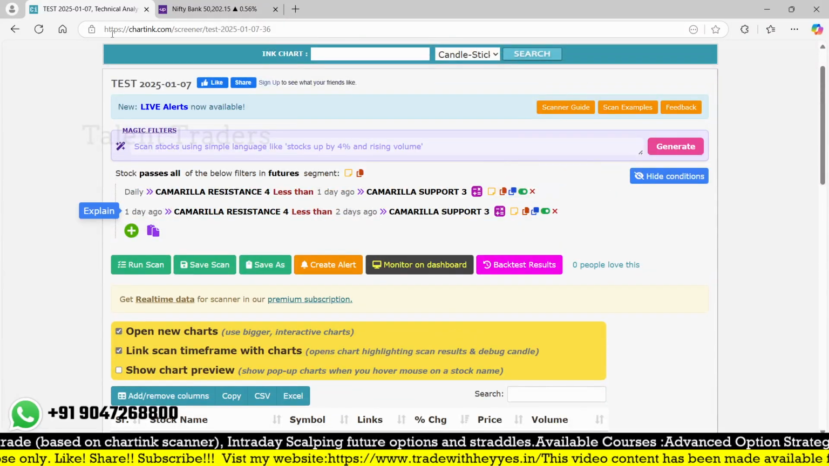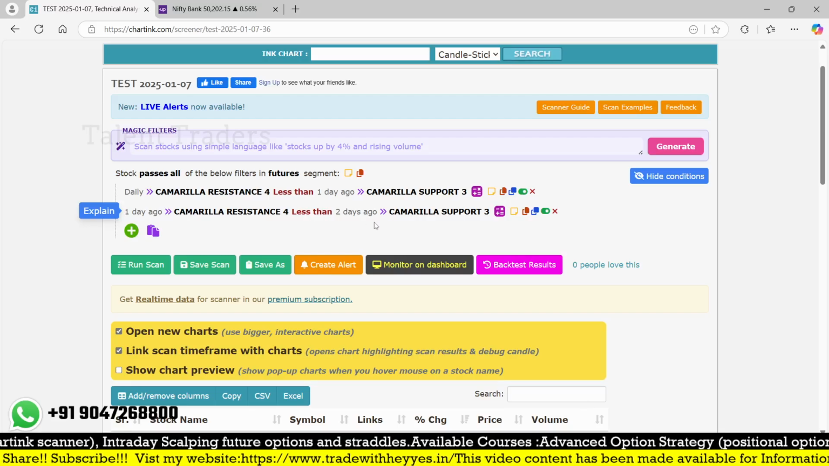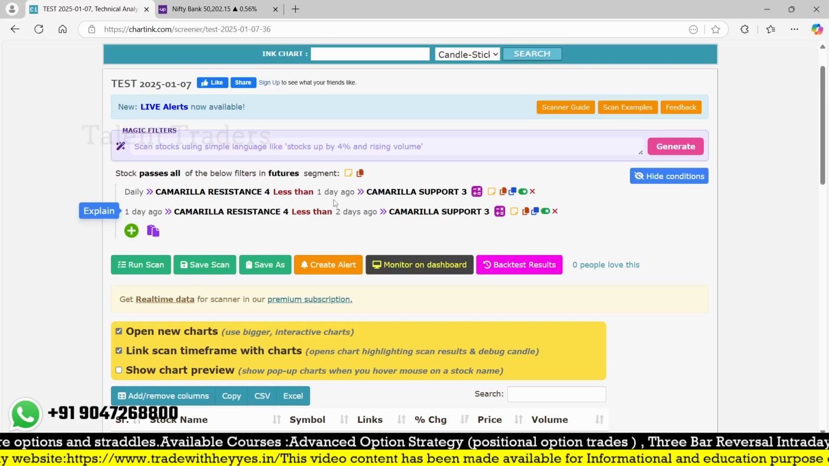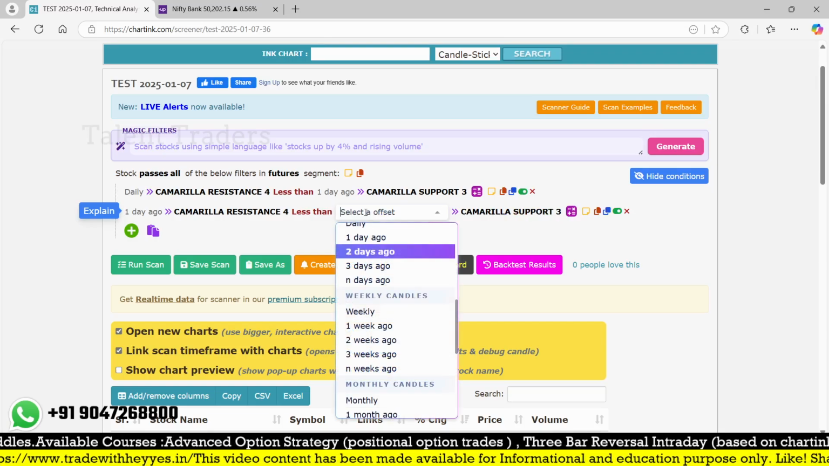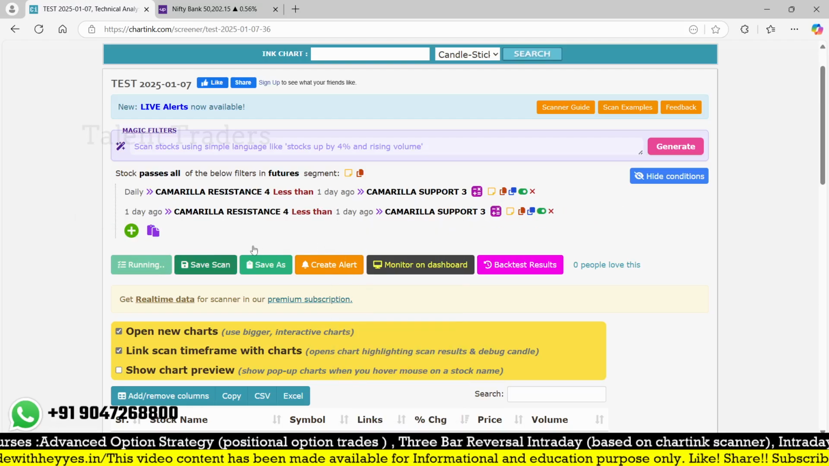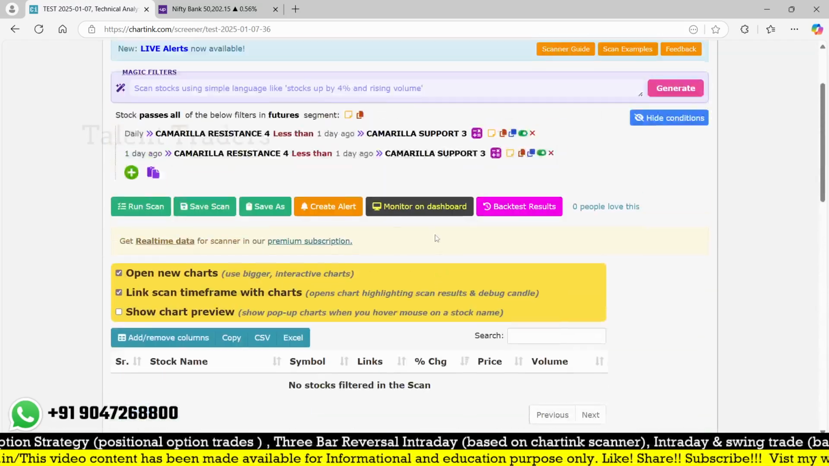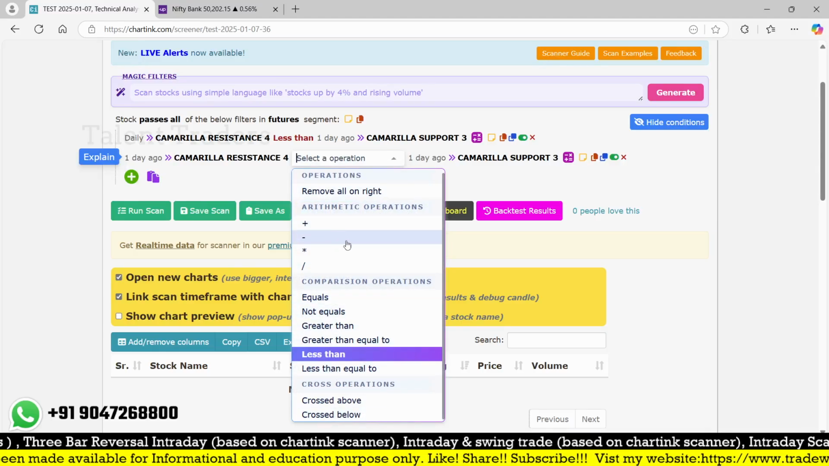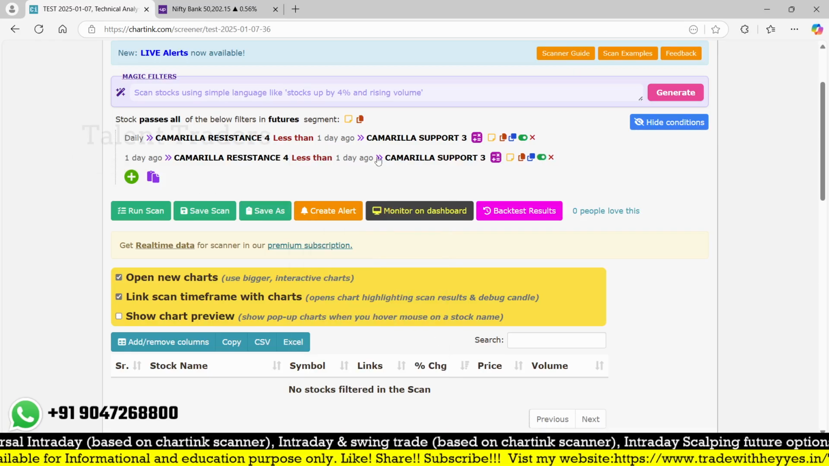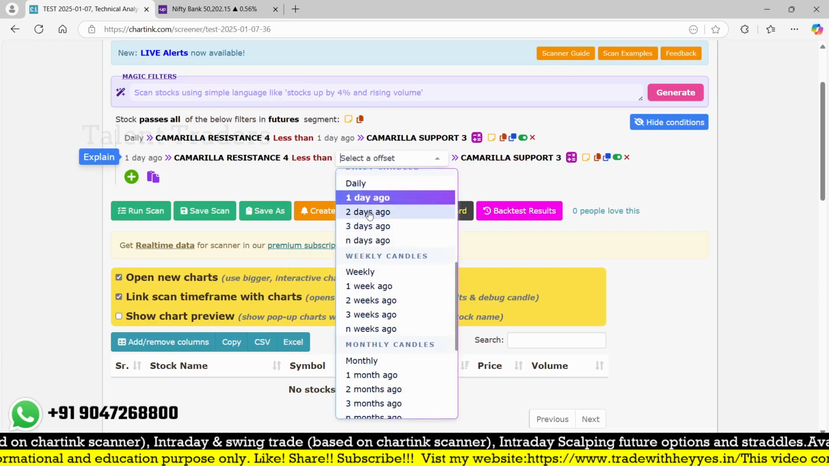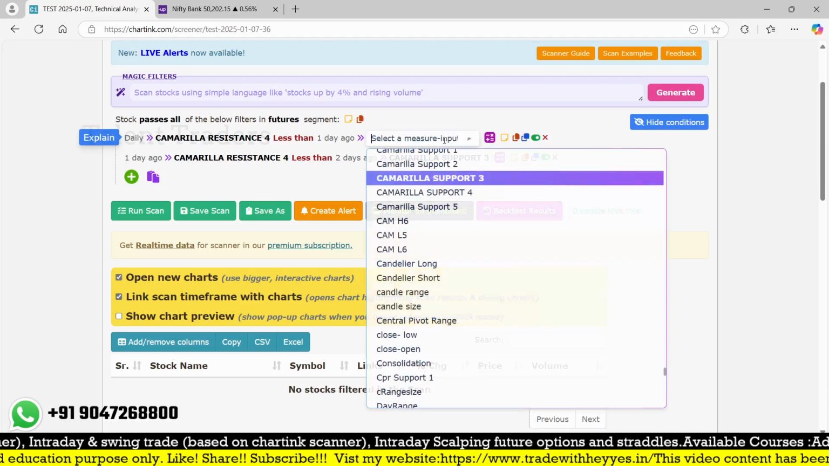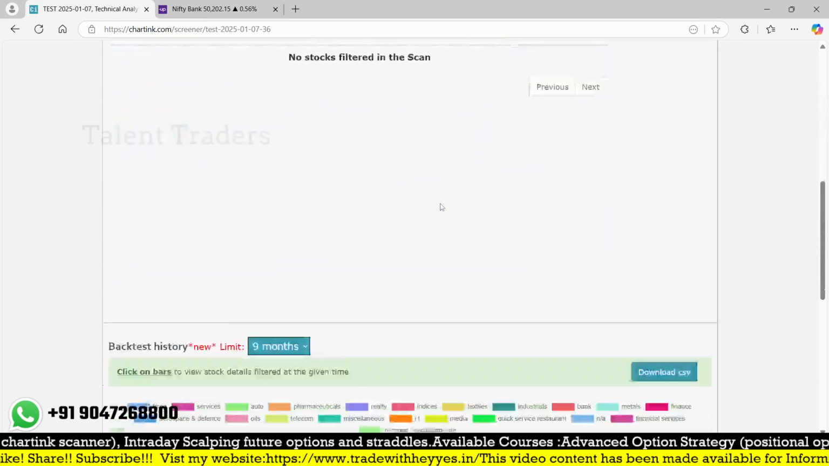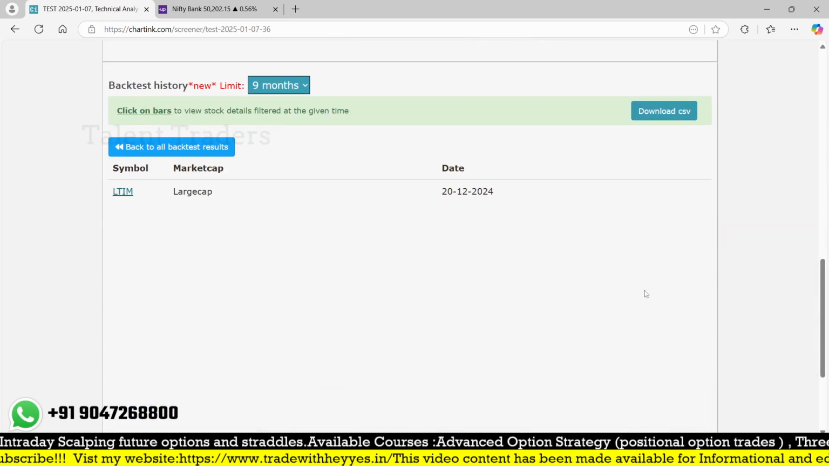One day ago, Camarilla resistance R4 must be less than two days ago. We try with no stocks for two days ago. Sorry, here we need to use S4. That is the mistake. If you used it, we have only one stock.